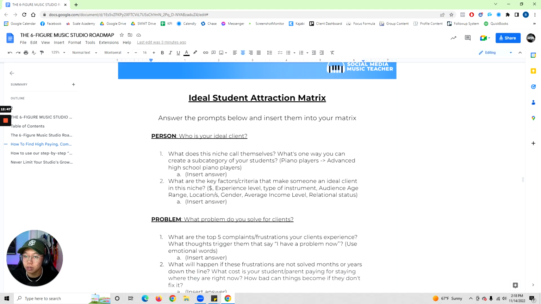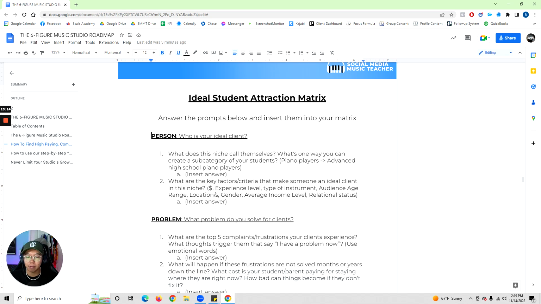So some notes on how to go through this here. This is exactly the same worksheet I give to my clients, by the way. So I'm not skimping you out or anything. It's exactly what you need. But also I get a lot of people asking me how do I know if this is the right answer or not? How do I know what I need to put on this worksheet? And the answer is that you don't, right? Everything that you're going to put on this ideal student attraction matrix, it's all a guess.